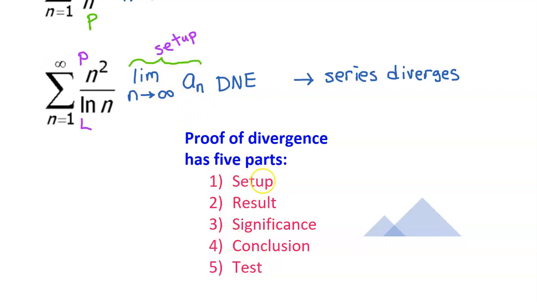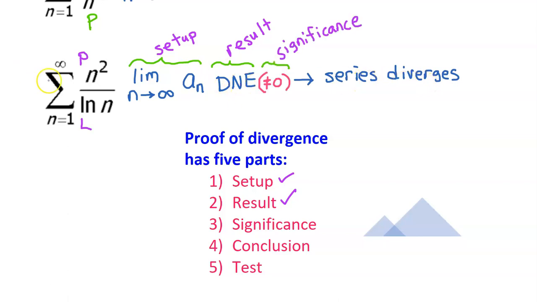The limit is the setup, so we have that. We mentioned that the limit does not exist, so that's the result. However, what aspect of this tells us that the series diverges? The significance is that the limit does not equal 0. So that's what we were missing. Well, that's one thing we were missing. We can check it off now.